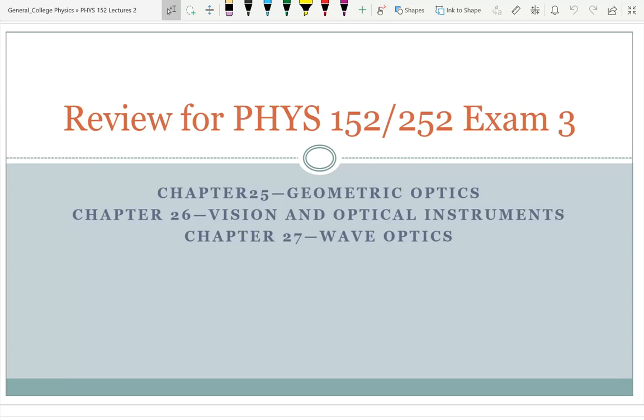So those are the basics for how we draw our ray construction. Remember, the test is going to have a ray construction problem where you are going to be graded on the accuracy of your ray construction. Not the accuracy of your answer, but of the ray construction. So it's important to know how to do that right.